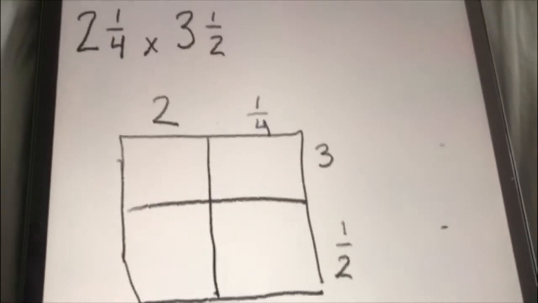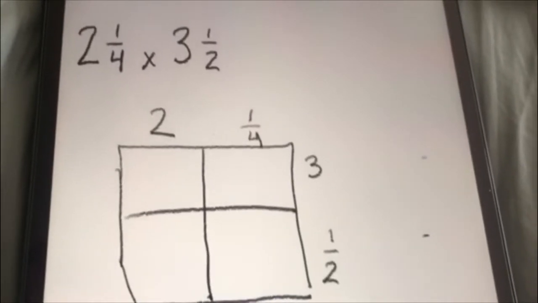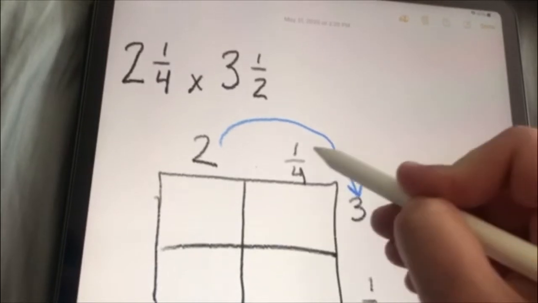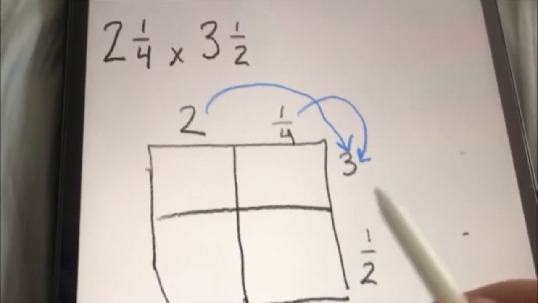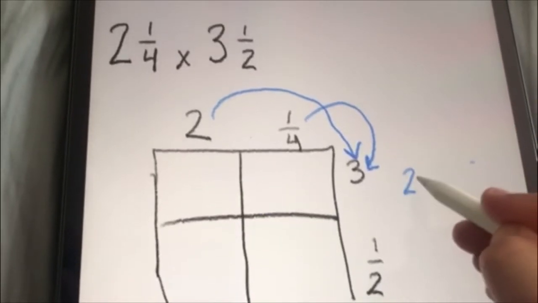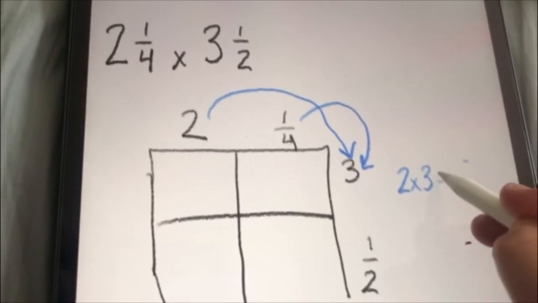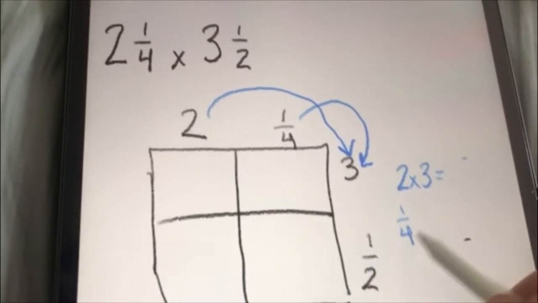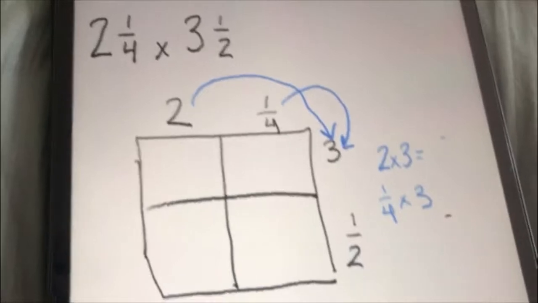Okay, and I'm going to change up my colors here. So I like to start at the top here, and I like to take my top numbers and multiply them by the first top number here. Okay, so the first thing that I would multiply together would be 2 times 3. Okay, and the second thing I'm going to multiply is 1/4 times 3.